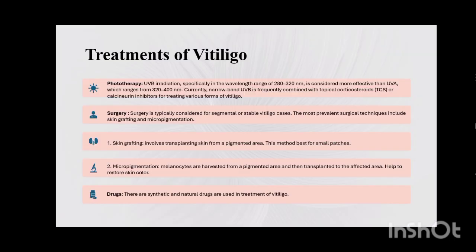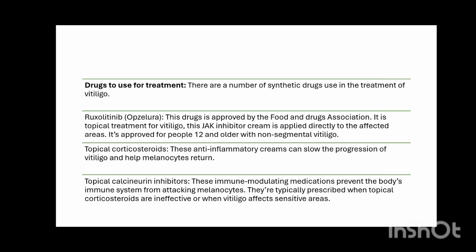Phototherapy treatment of vitiligo. The range between 320 to 400 nanometers is more effective in the treatment of vitiligo. Topical corticosteroids and calcineurin inhibitors are good options in various forms of vitiligo. Surgeries that may be performed: skin grafting and micropigmentation. Drugs used for treatment of vitiligo. Various synthetic drugs are used for treatment of vitiligo.